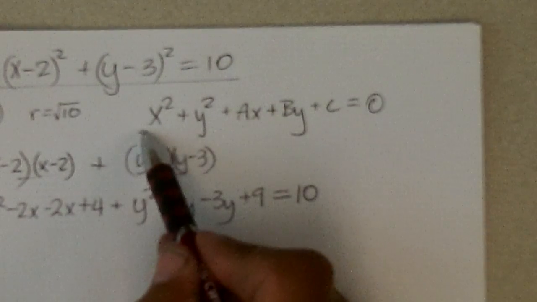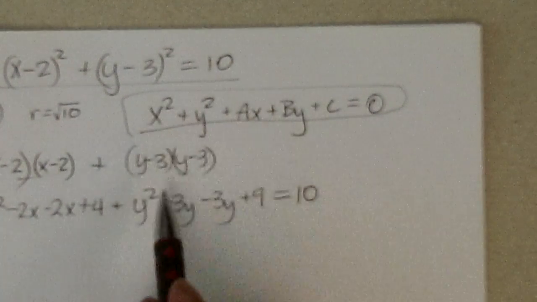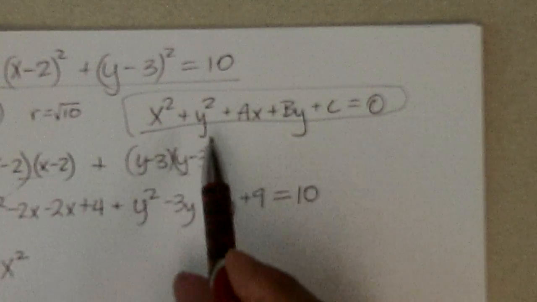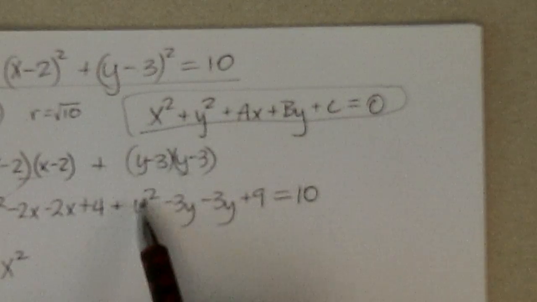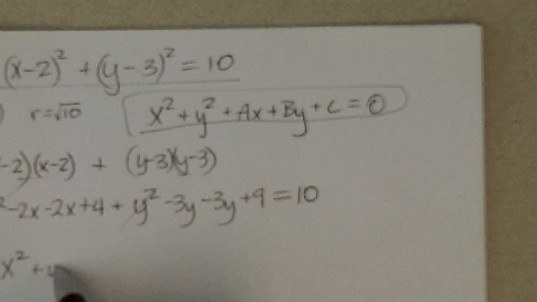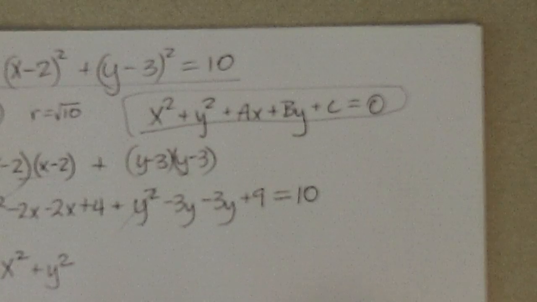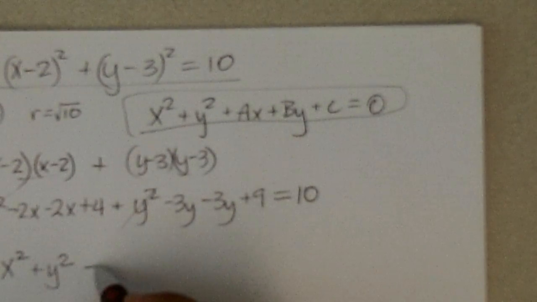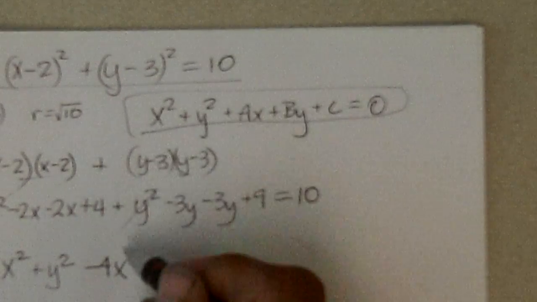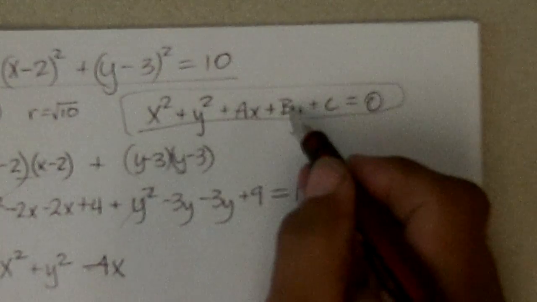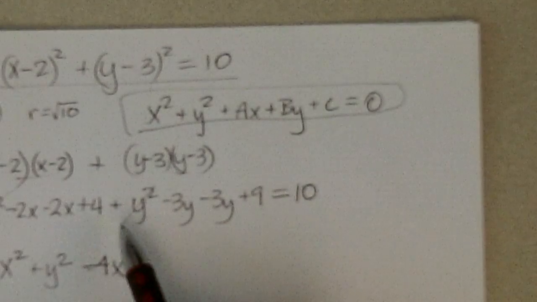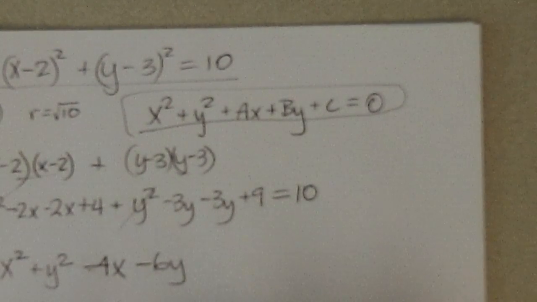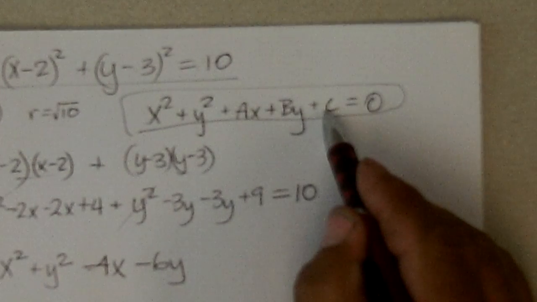Now I've got to rewrite it so it looks like this. So I have x squared, that's the only x squared, taking care of it. I then write my y squareds, and I only have that y squared. Then it says put the x's. Well, I have minus 2 and minus 2, that's minus 4 x's, so the a is minus 4. Then put the y's. Well, I have minus 3 and minus 3, that's minus 6 y's. And then it says put the constant.